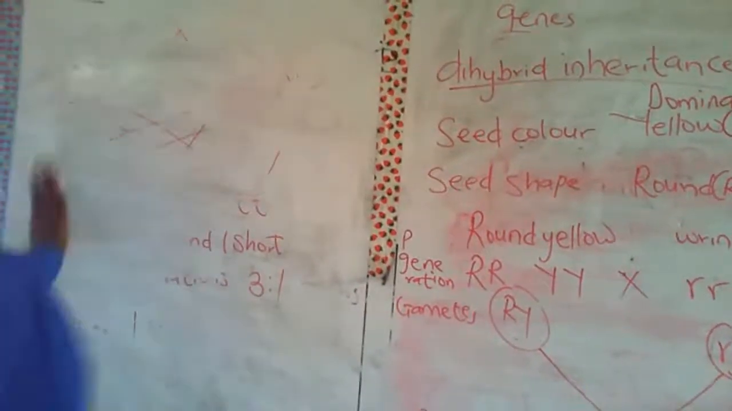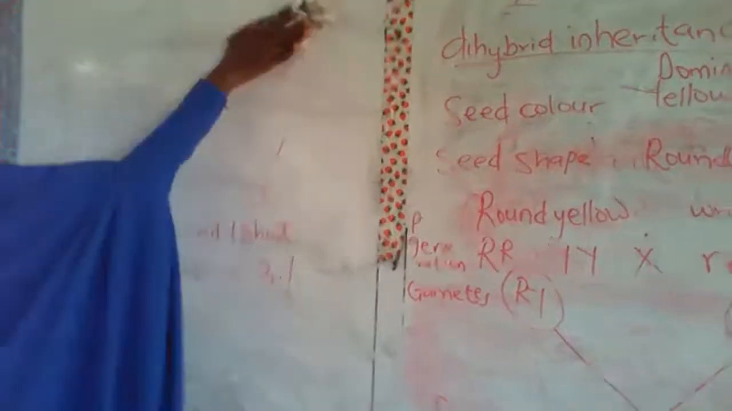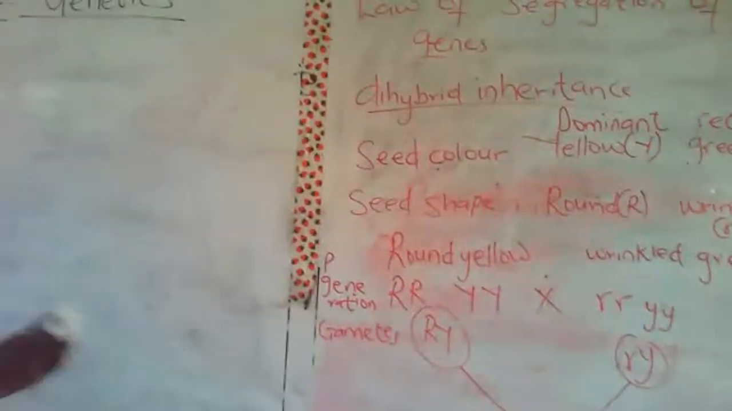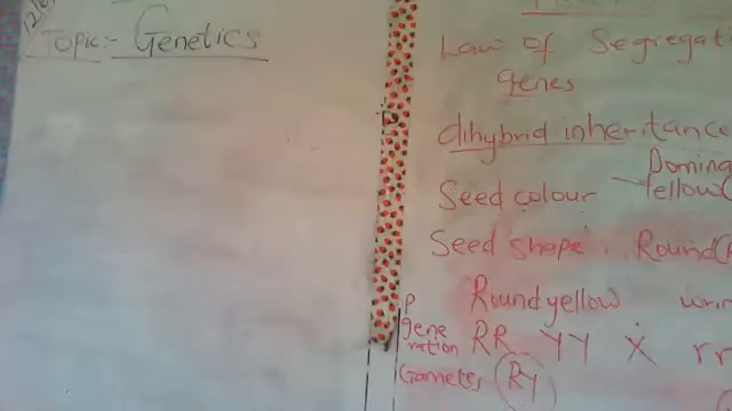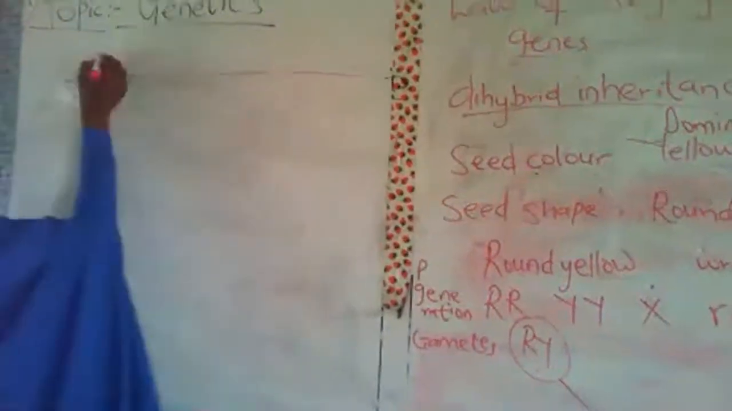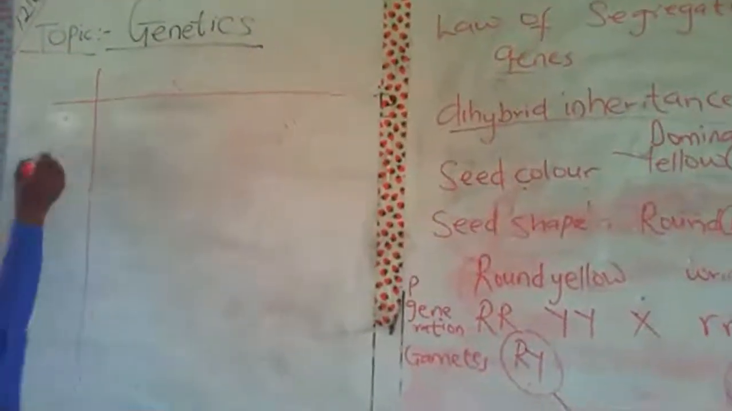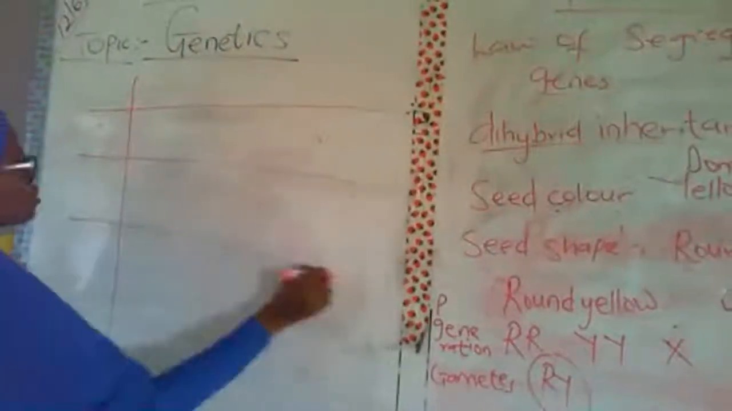So the Punnett table is drawn. We're going to draw it now. The Punnett table.